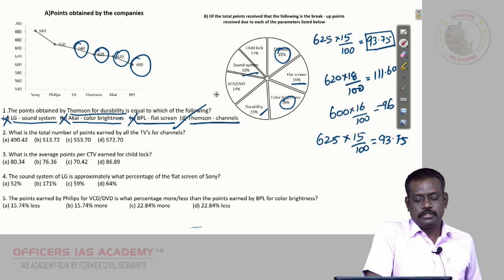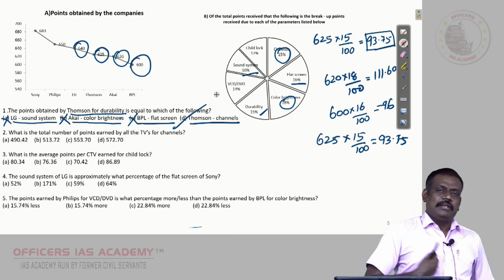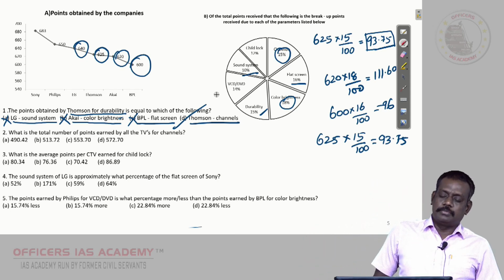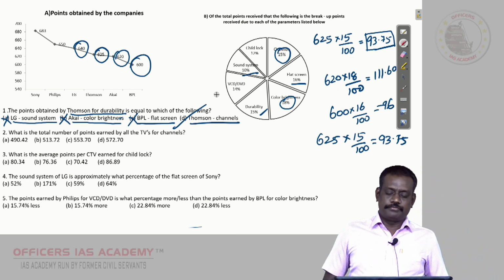They will mix, but at times, okay, they will mix the graphical representation with the pie chart.